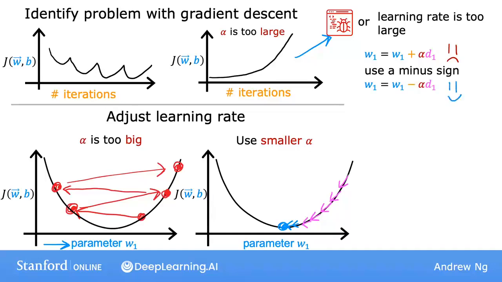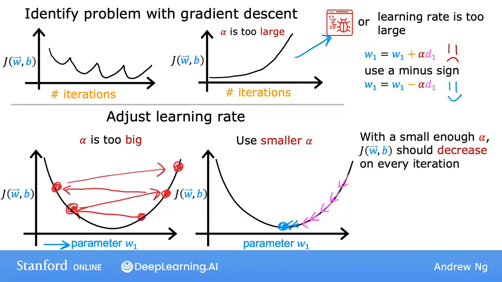One debugging tip for a correct implementation of gradient descent is that with a small enough learning rate, the cost function should decrease on every single iteration. So if gradient descent isn't working, one thing I will often do, and I hope you find this tip useful too, is just set alpha to be a very, very small number and see if that causes the cost to decrease on every iteration.